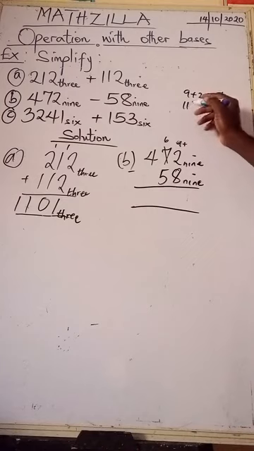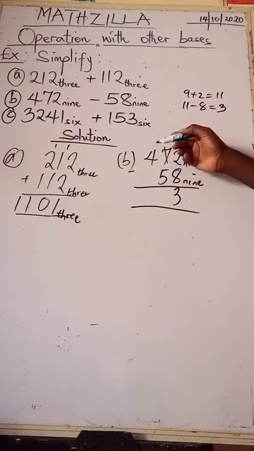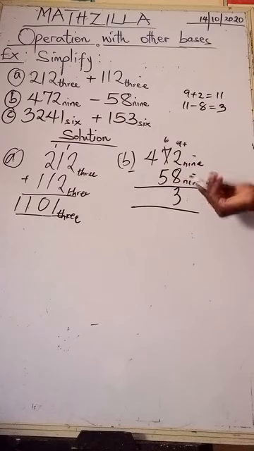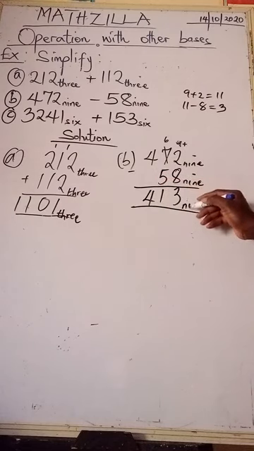Then you can now say 11 minus 8. And 11 minus 8 gives us what? 3. Now, here, 6 minus 5 can go. So it's 1, and then you bring down 4. So we have 413 base 9.